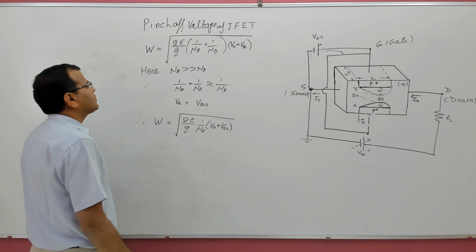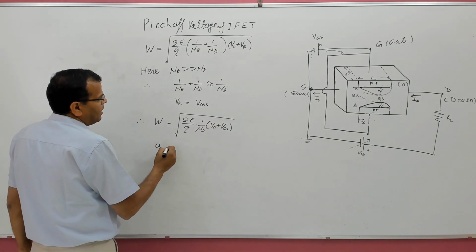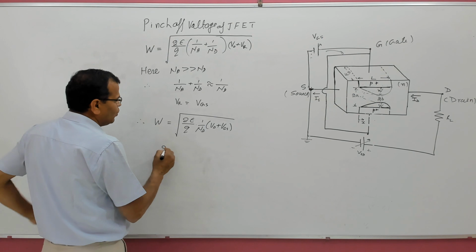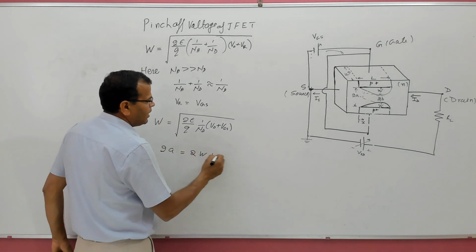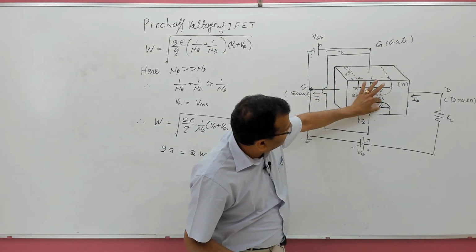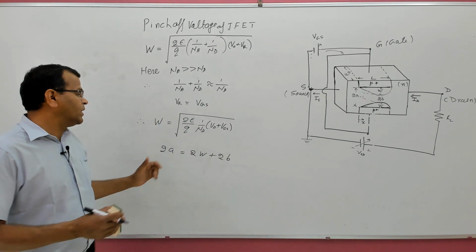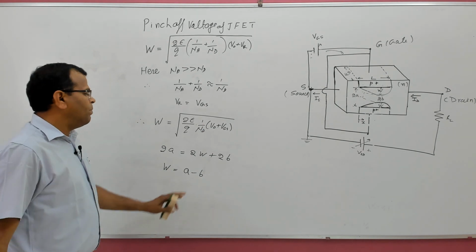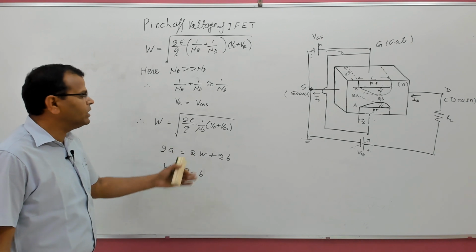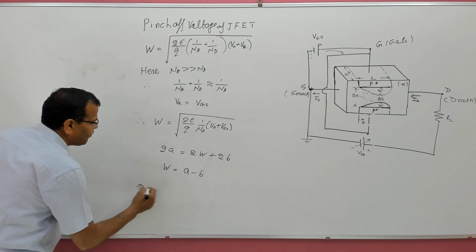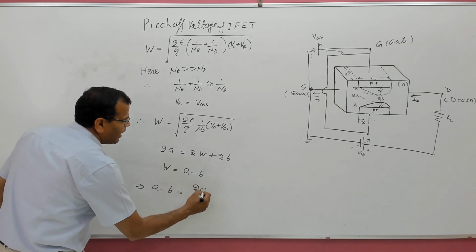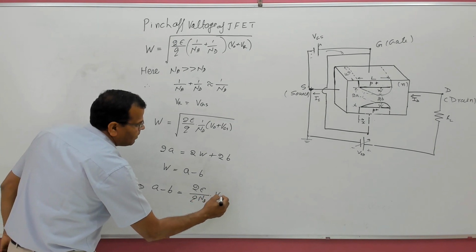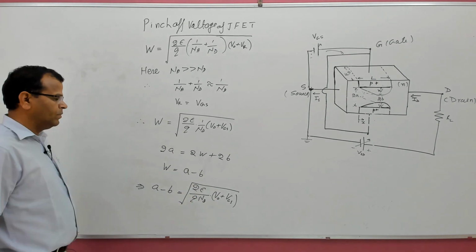So one more thing, you can please see, the maximum width of the channel is 2A, and 2A is equal to 2W plus 2B. This 2A is equal to this plus this plus this. That is the maximum width of the channel. So this W is equal to A minus B. 2B is minimum width, 2A is maximum width of the channel. So now this gives A minus B is equal to the square root of 2 epsilon by Q ND into (V0 plus VGS). That's what you have.